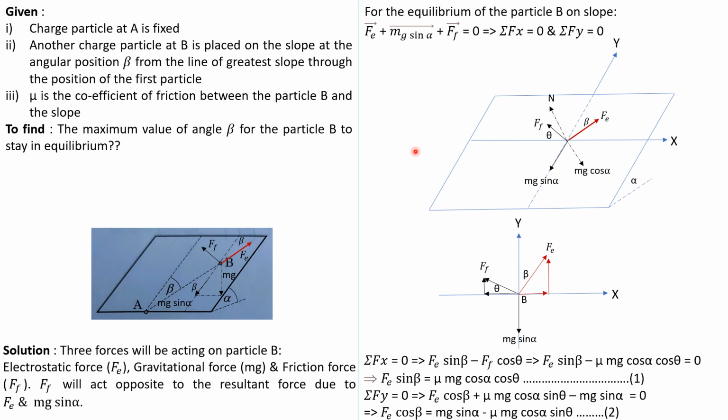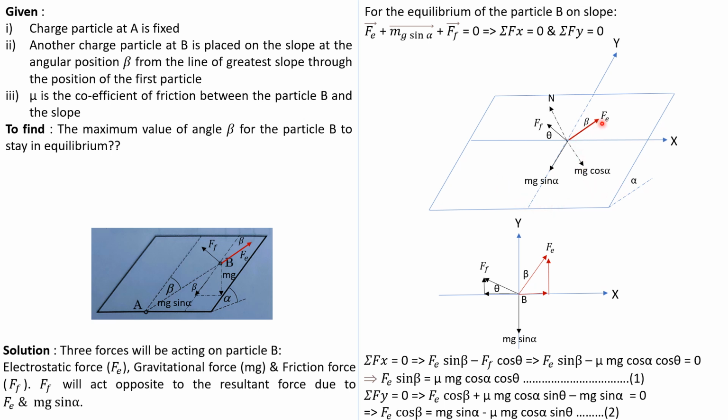On the slope, it is said that the particle B is in equilibrium. For that to happen, the vector sum of all the forces acting on particle B on the slope will be 0. So if we take this direction as the y-axis and this as the x-axis, the summation of force along the x-axis and the summation of force along the y-axis should be 0 for equilibrium.